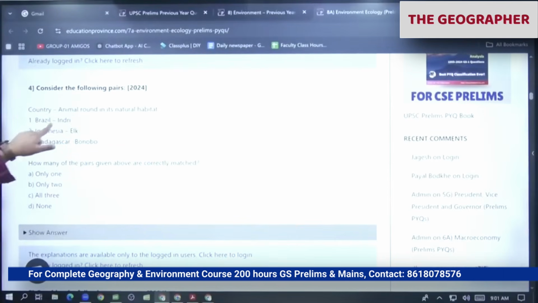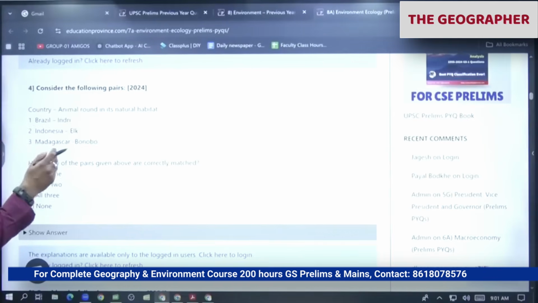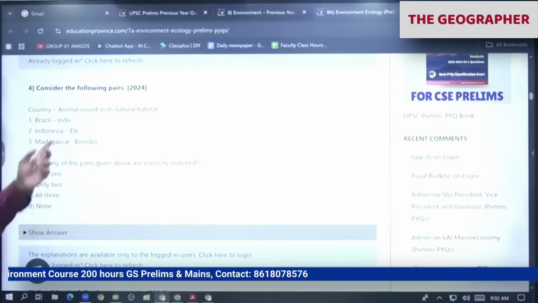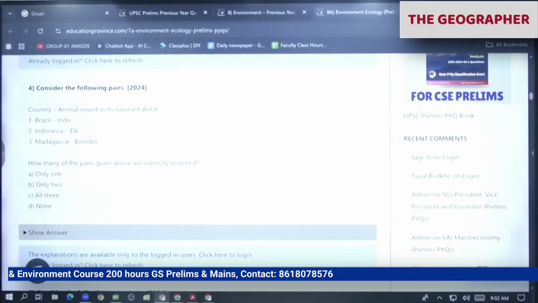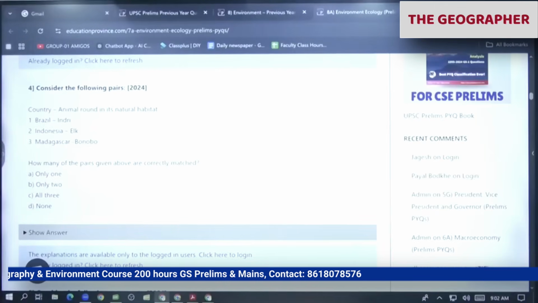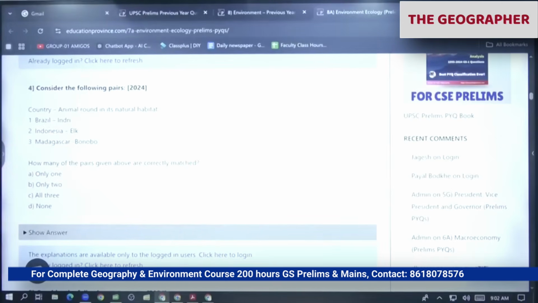See, they are asking animals also. That is the reason I'm talking about this, not about India. They are not asking India at all in the question. You notice that? Why am I going in this depth? Because they are not talking about Indian animals at all. Indri in Brazil, elk in Indonesia, Madagascar, bonobo, they are asking. None of you heard of these animals. And they are asking which of them is correctly matched. You can't even understand which animal is this. How will you answer that question?